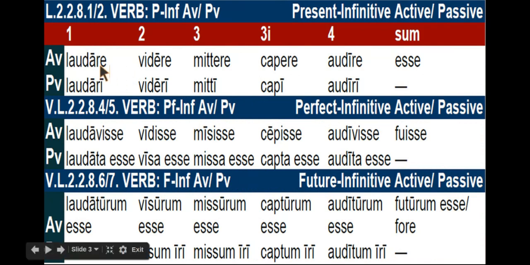All right, from Latin 1, you learn the present infinitive. We'll have the -re endings. Of course, sum is a little irregular. It's esse. The passive will have the same endings, but you'll have a long i stem.